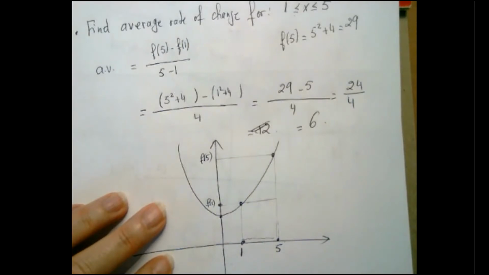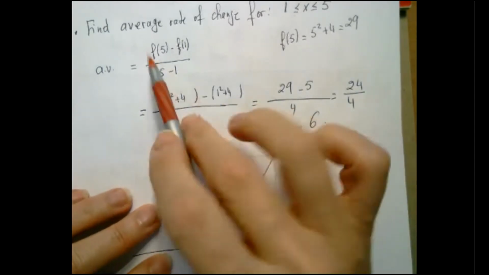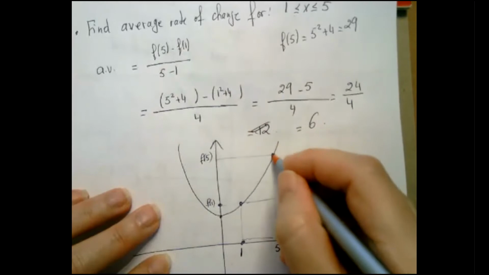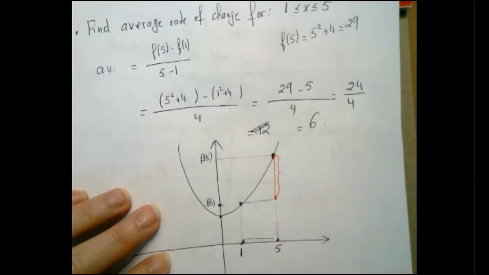Do you guys see it? So what is the change in f? What is f of 5 minus f of 1 on the picture? F of 5 minus f of 1 is from here to here. This is the f of 5 minus f of 1. If you remember, it's like the rise on a line.